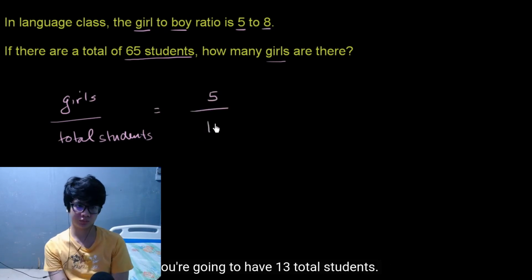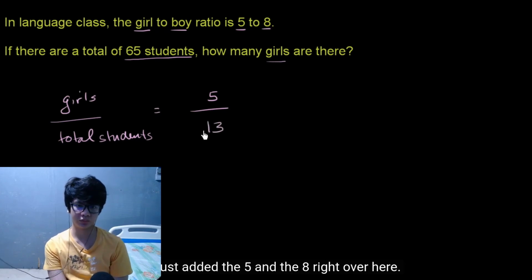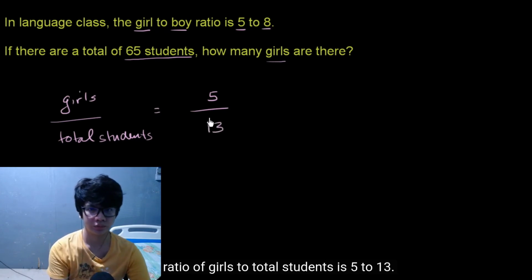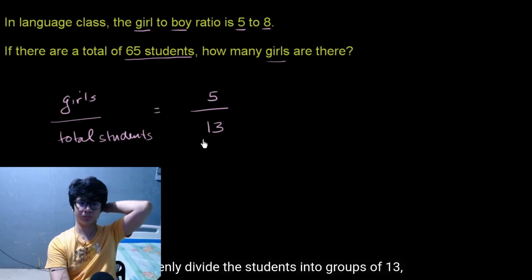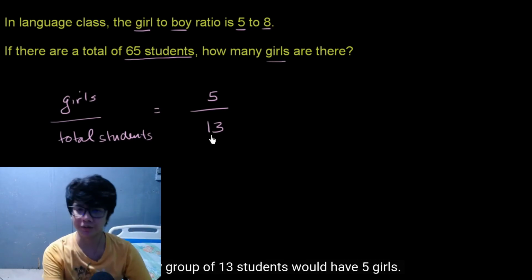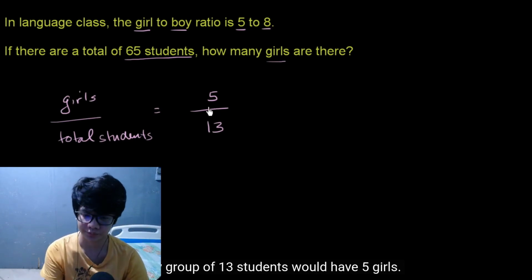You're going to have 13 total students. So I just added the 5 and the 8 right over here. The ratio of girls to total students is 5 to 13. One way of thinking about it is if you were to evenly divide the students into groups of 13, every group of 13 students would have 5 girls.